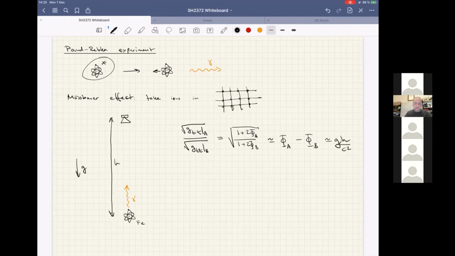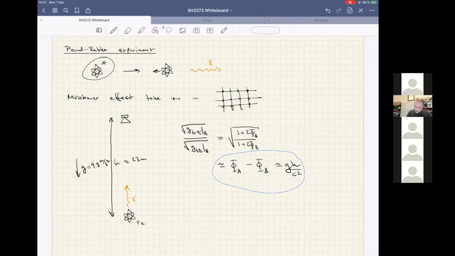So if you look at what was going on in the Pound-Rebka experiment, h here was around 23 meters. And g, you know that this on the Earth is around 9.8 meters per second squared. So the actual effect here, there is something missing here. I should insert a 1, of course. The series expansion, 1 plus. But this gh is the difference of the potentials.